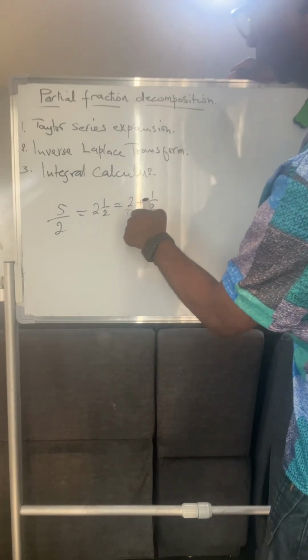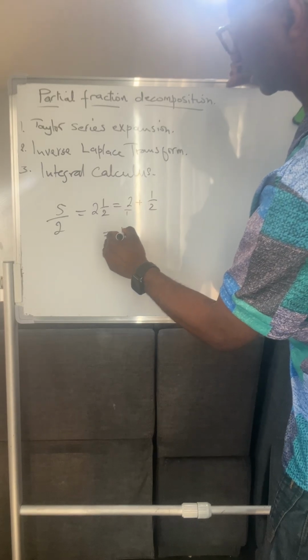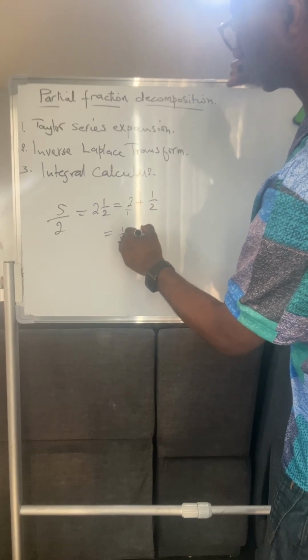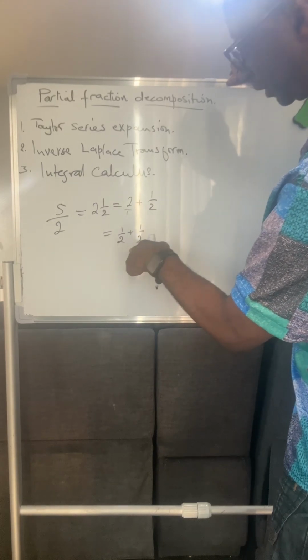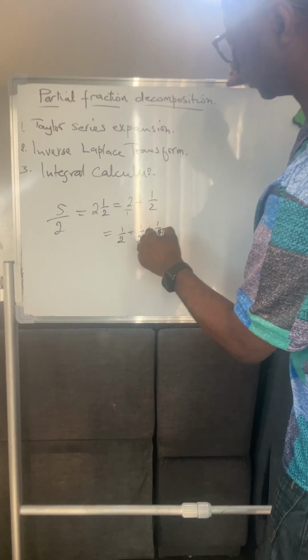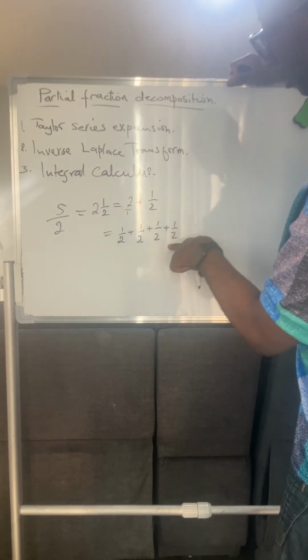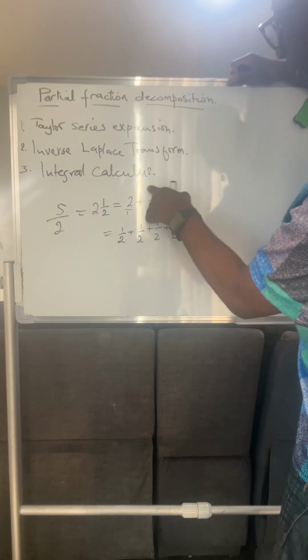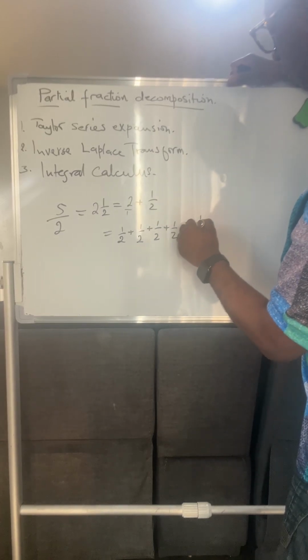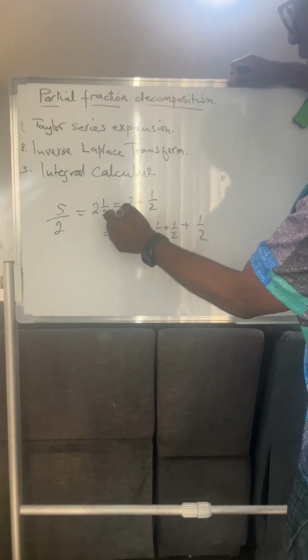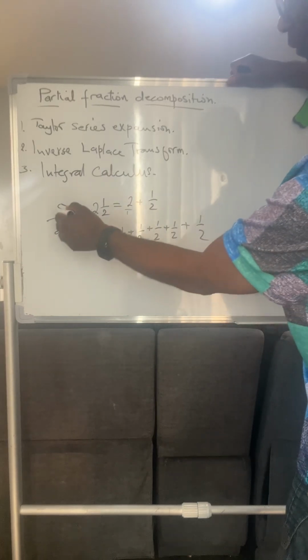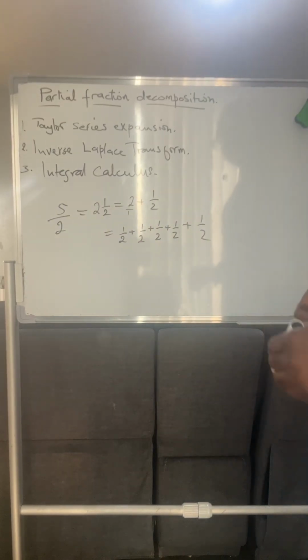So this 2 can be written as 1/2 plus 1/2. This is 1/2 plus 1/2. This is 1 plus 1/2 plus another 1/2. When you sum all this together, you get 2. Then plus this 1/2 we have here, plus this 1/2. So this now is all equal to 5 over 2. 1, 2, 3, 4, 5, 5 over 2.